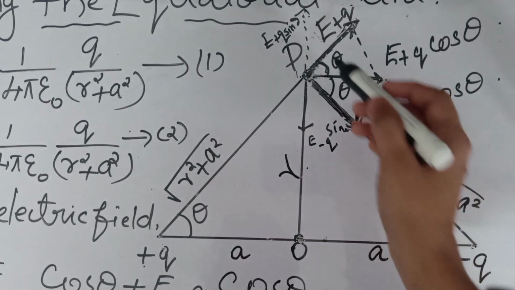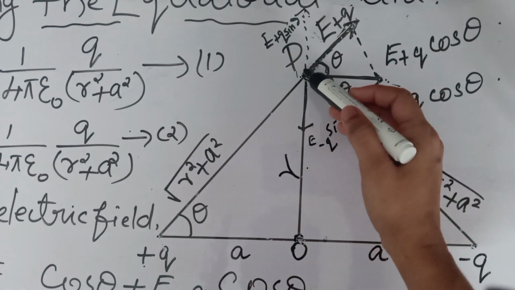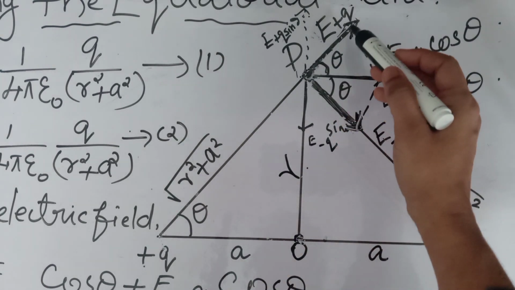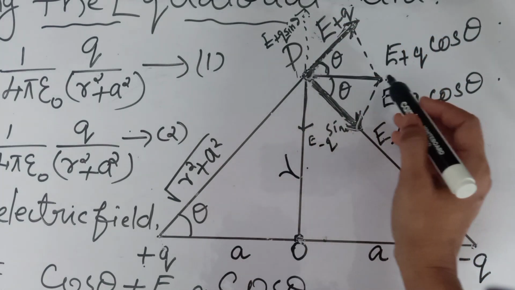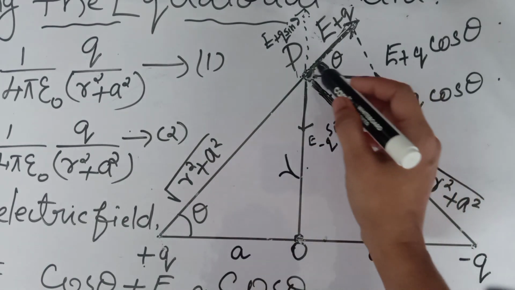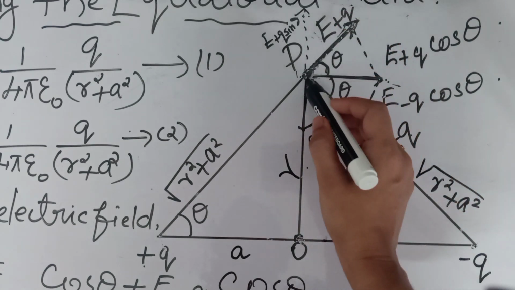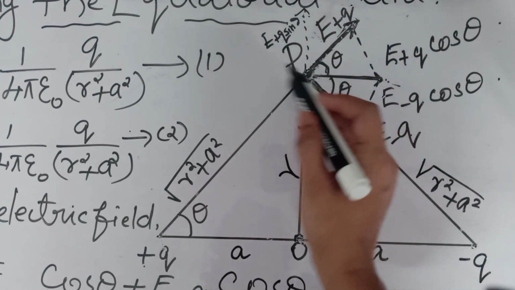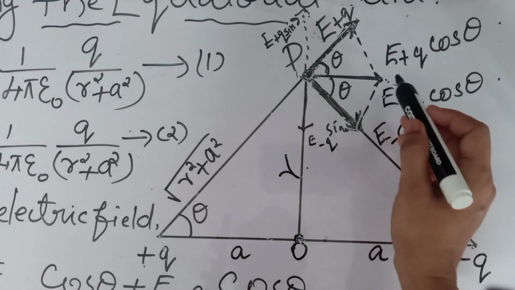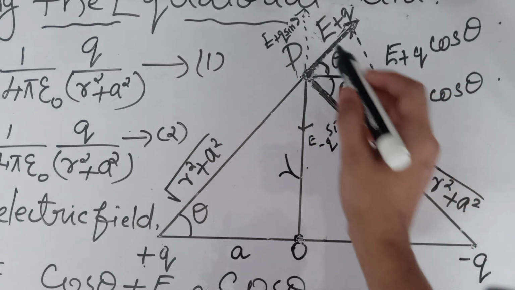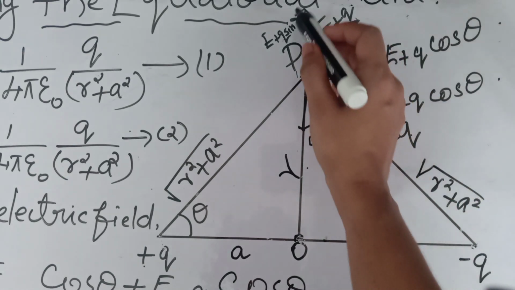Now we have to find the resultant of these two, E plus q and E minus q. How can we find it? Here we can see this E plus q. We can resolve it into two rectangular components, along the x-axis and along the y-axis. So this is the resolution. The cos component is the horizontal component, so E plus q cos theta is coming here, and this is E plus q sin theta. That means the horizontal component and the vertical component.